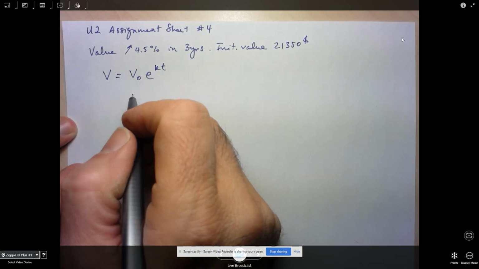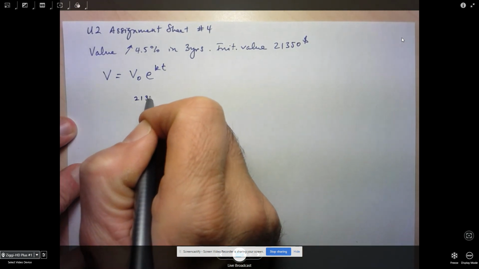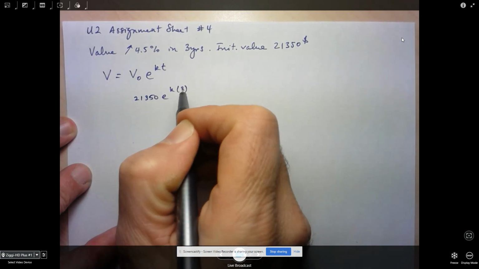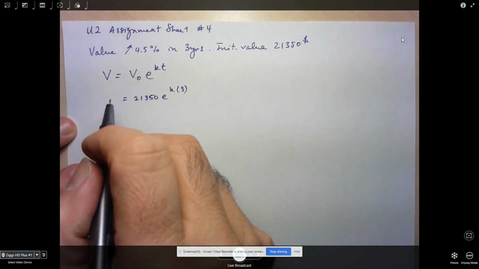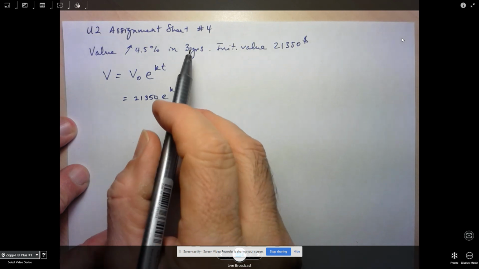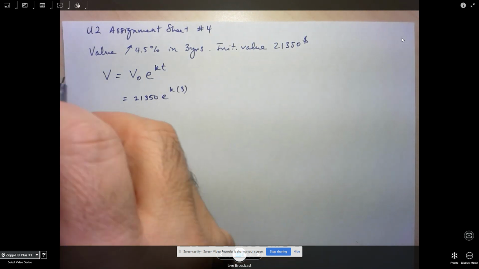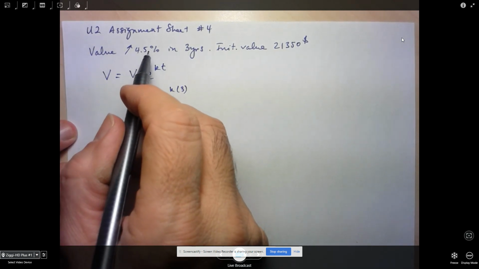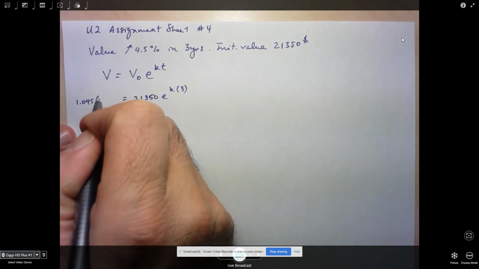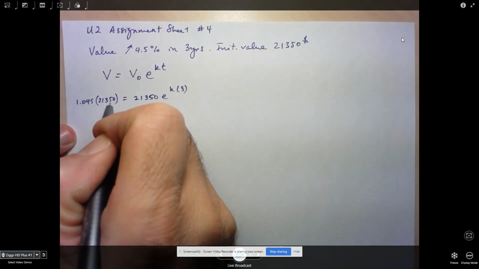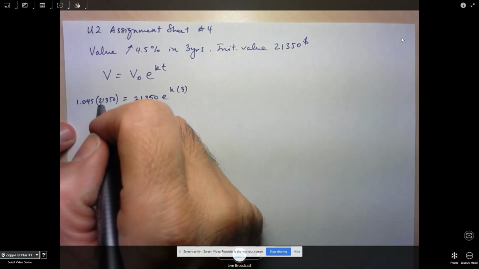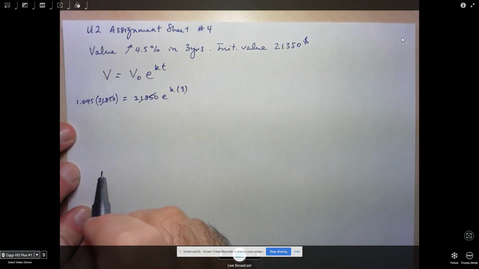We're going to use the information given. We know that we start off with a value of 21,350, times E to the K times, well, in 3 years, the value is going to increase by 4.5%. So initial value, E to the K times the time value we're given, in this case 3 years, and now the final value is going to be 4.5% more. So how do we determine that? We multiply by 1.045 times the initial value of 21,350. Now notice how I didn't bother to multiply this, because as we've seen in these questions, this number will just reduce on either side of the equation.